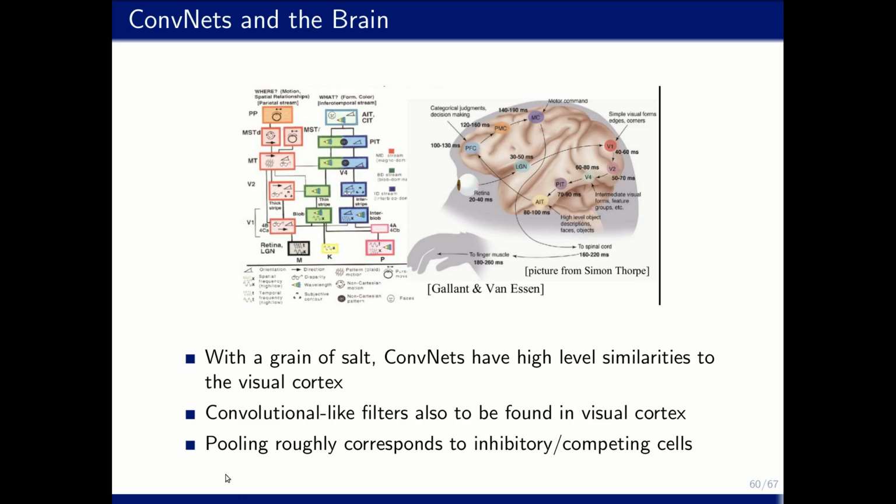Also, pooling can be roughly identified with systems of inhibitory or competing cells, a winner-take-all system. If you have a system of cells where the cells try to maximize the output but try to inhibit other cells in the system, this is roughly what max pooling does. So again, this is with a grain of salt. These are very high level similarities to what happens in the visual cortex as well. But yeah, with a grain of salt, please.